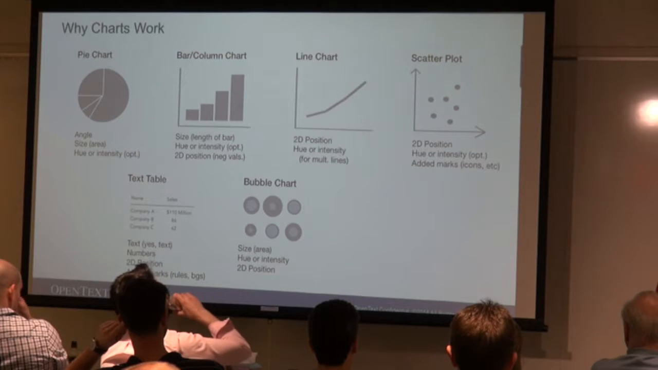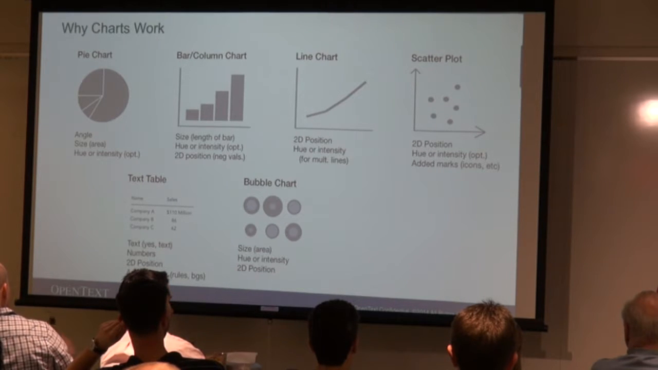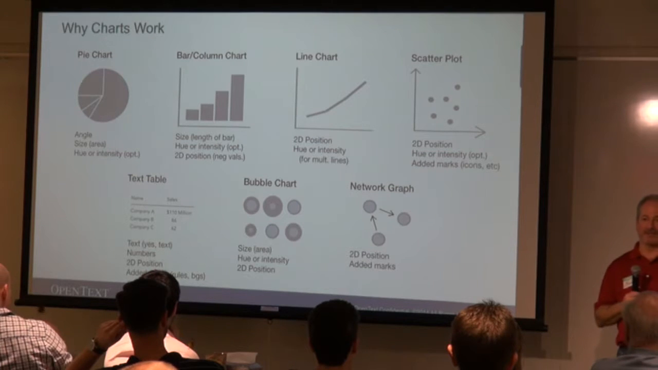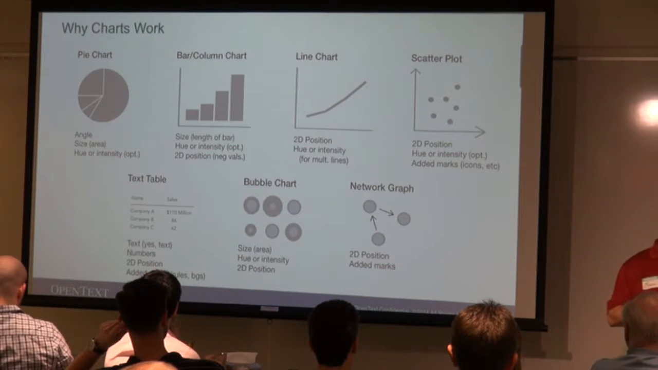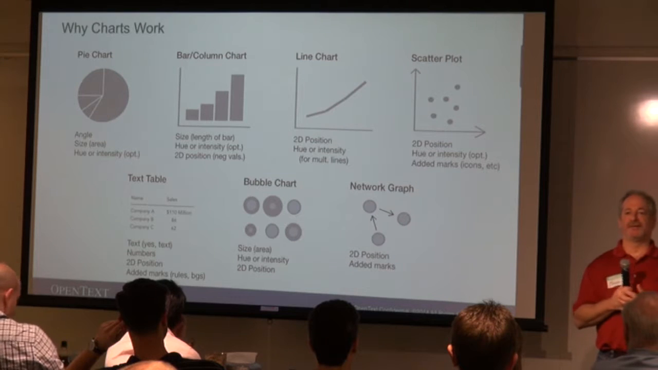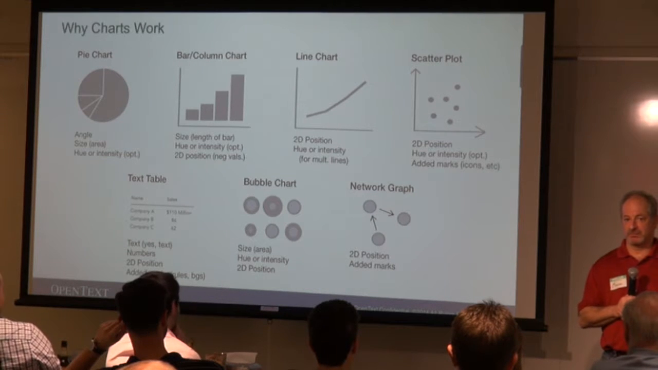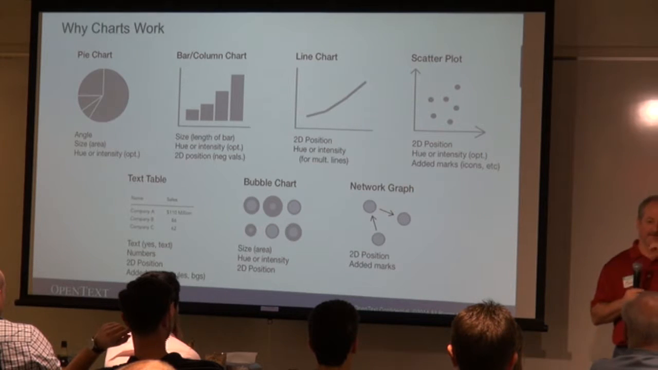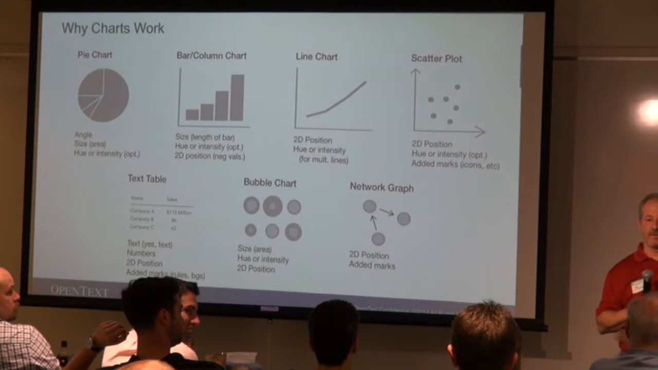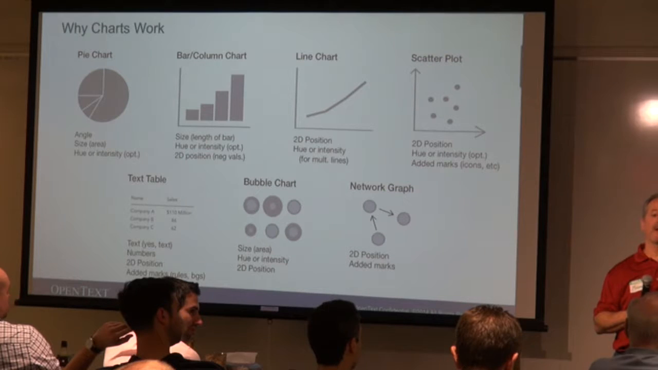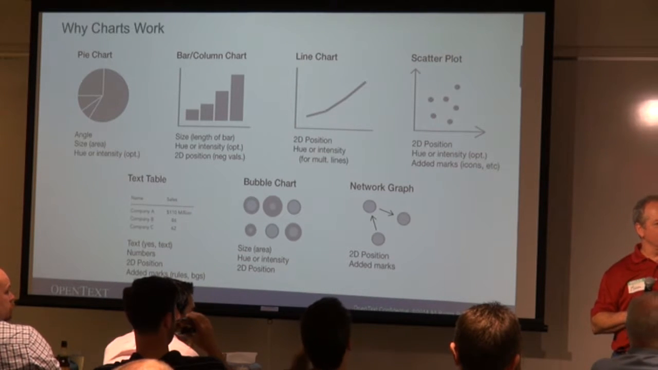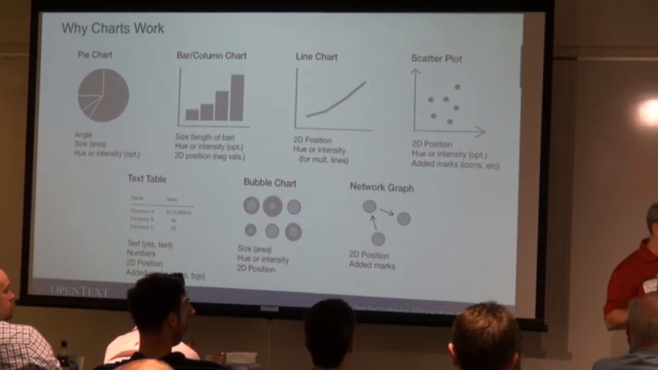Bubble chart, again, size and hue, and again, 2D position, and even things like a network graph, and this again, it uses a 2D position and added marks. These are the reasons why these type of charts work. Questions? Yes? Well, you're talking about charts, and there are other kinds of visualizations. Correct, and I'm going to talk about some of them also. All right, we'll talk about that, yeah.